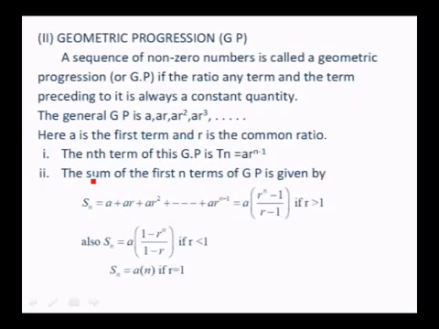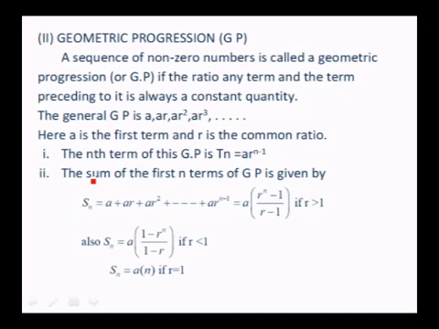Let us discuss the geometric progression. That's all about the AP. A sequence of non-zero numbers is called a geometric progression, or GP, if the ratio of any term and the term preceding it is always a constant quantity. The general GP is always taken as A, AR, AR square, AR cube, etc. Here A is called the first term and R is the common ratio.